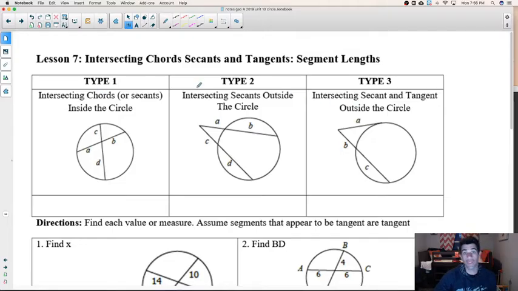So there are three types that we're going to take a look at today, and two of them are going to be following the same pattern. The first one, the easiest one, is the intersecting chords, because it's easy to see everybody's right inside.